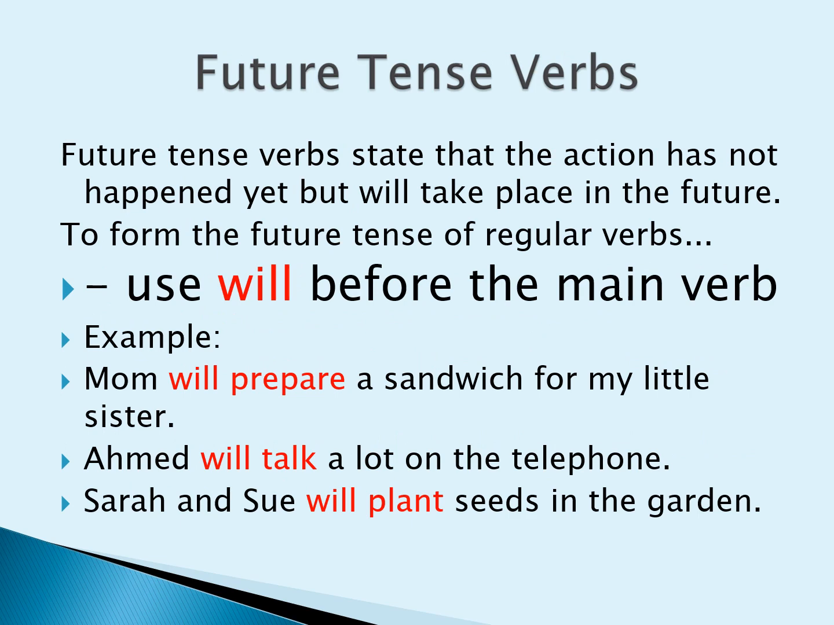Future tense verbs. Future tense verbs state that the action has not happened yet, but will take place in the future. To form the future tense of regular verbs, we use will before the main verb. For example, Mom will prepare a sandwich for my little sister. Ahmed will talk a lot on the telephone. Sarah and Sue will plant seeds in the garden. These actions have not yet happened. They will happen in the future.